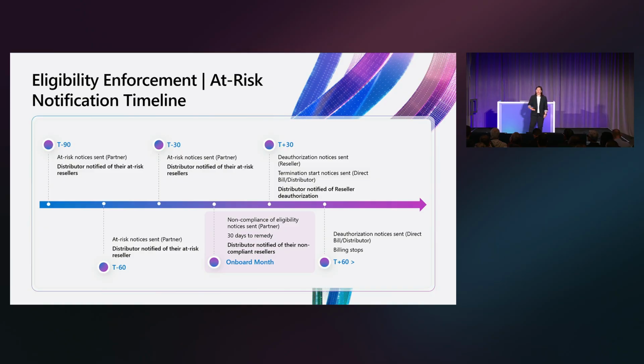We're going to tell you, you're not meeting a requirement. You have time, 90 days, go meet it. 60 days, if you still haven't made it, you're going to get the same notification. 30 days as well. On the anniversary of your onboarding month, that is when you will receive official notification from Microsoft that you're not meeting the criteria. And you will have 30 days to remedy before deauthorization or termination proceedings begin.